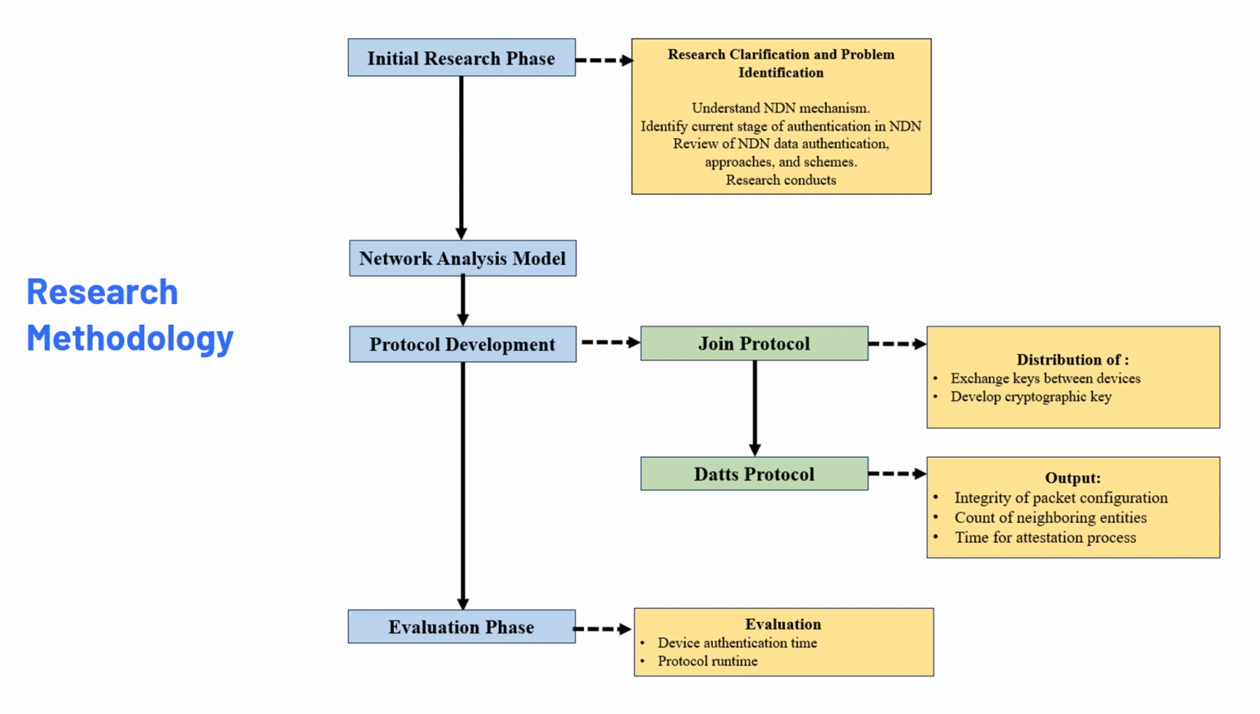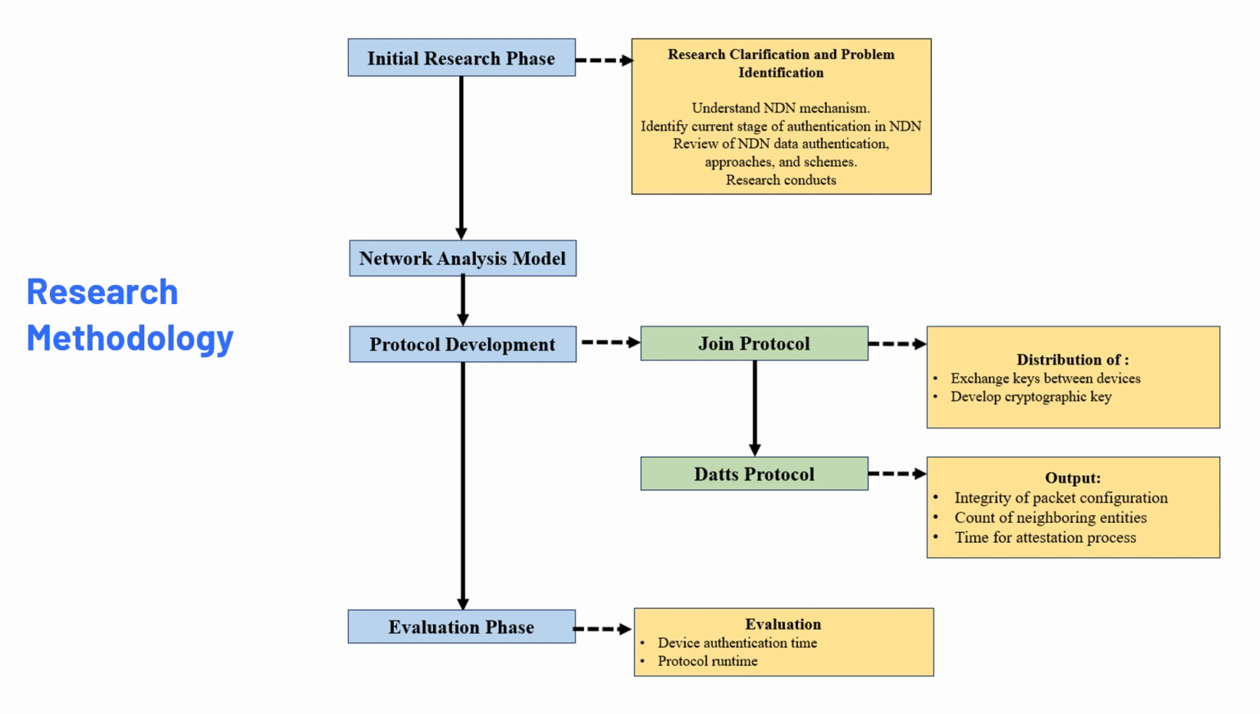In this research, we divide it into 4 phases: the initial research phase, network analysis model, protocol development, and evaluation phase. In the initial research phase, we clarify the research and problem identification, where we understand the NDN mechanism, identify the current state of authentication in NDN, review NDN data authentication approaches and schemes, and conduct research. In the network analysis model, we design the simulations and the network environment.